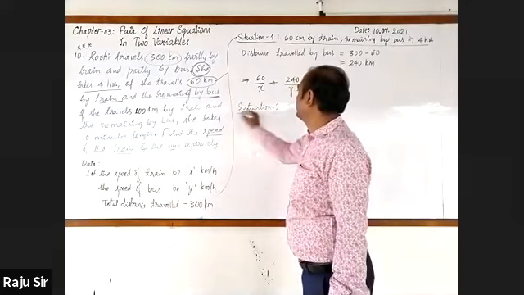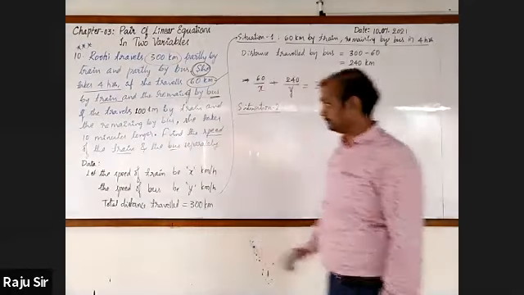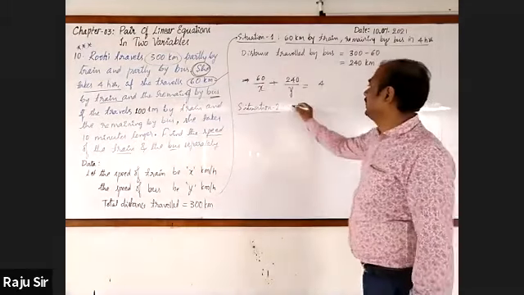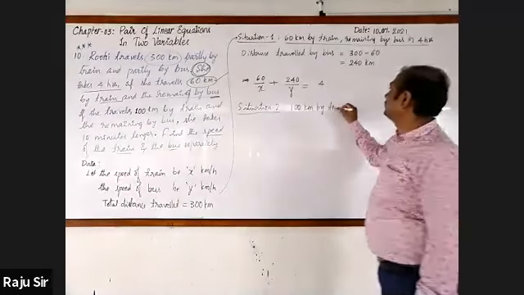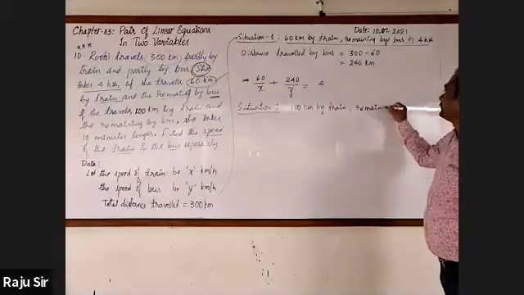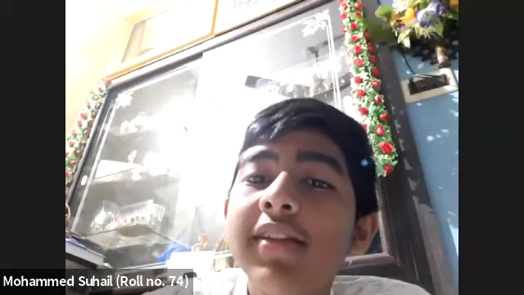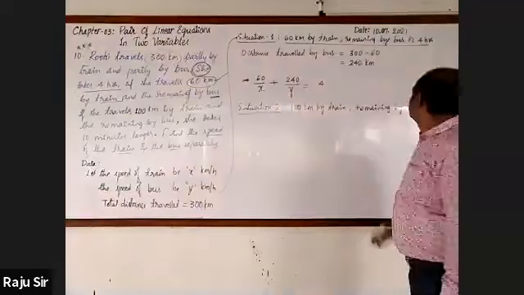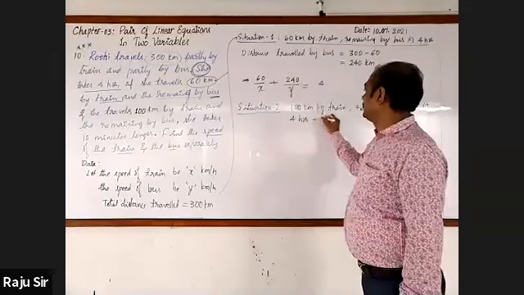Situation 2. In the second situation, she covers 100 kilometer by train and remaining by bus. Sir, speed of train is 60 kilometer per hour and bus is 80 kilometer per hour. Correct. In 4 hours 10 minutes.